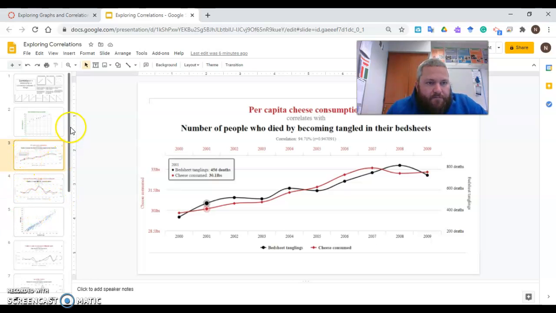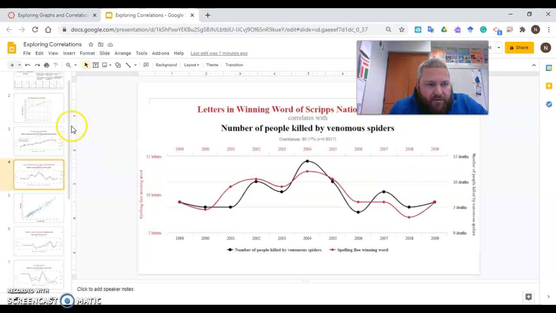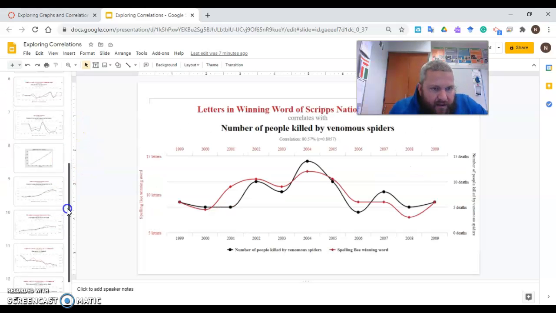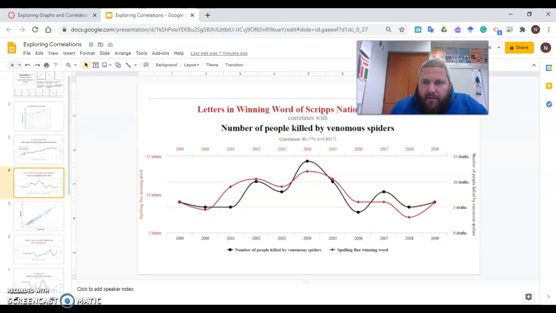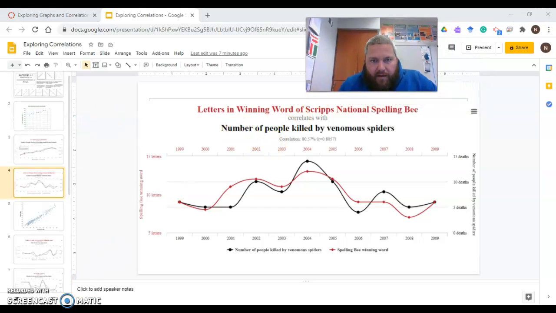So what you're going to do at this point is get through 10 of these. There's probably like 2 extra, but then we can start looking at other data. This one here is comparing the letters in winning words of the Scripps National Spelling Bee, which correlates with the number of people killed by venomous spiders. So again, take a minute to go back through and change up those headings to spelling bee letters and deaths by venomous spiders.